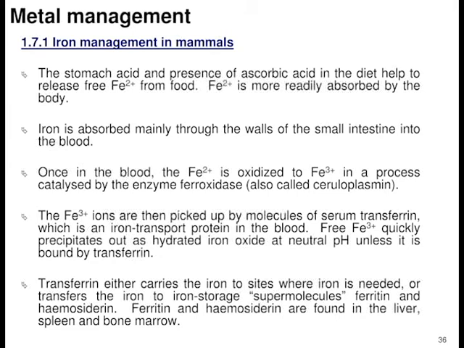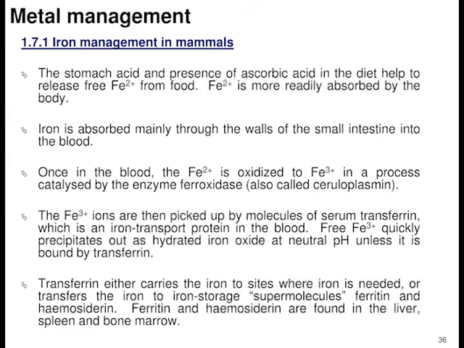Once in the blood, the iron 2+ is oxidized to iron 3+, catalyzed by the enzyme peroxidase. So iron 3+, not iron hydroxide. Once they are oxidized to iron 3+, they will be picked up by transferrin. So the first keyword is serum transferrin, the iron transport protein found in the blood system, in the serum. That's why it's called serum transferrin, the iron transport system found in the serum.